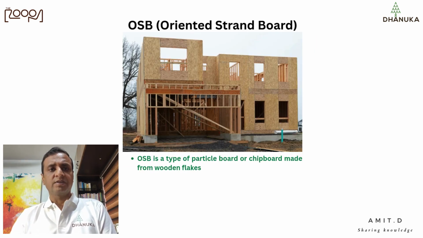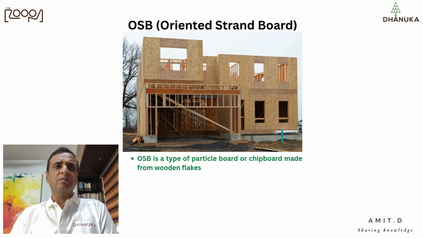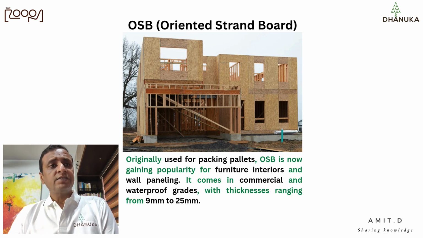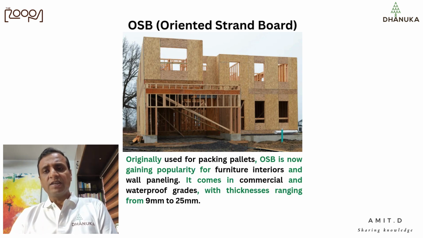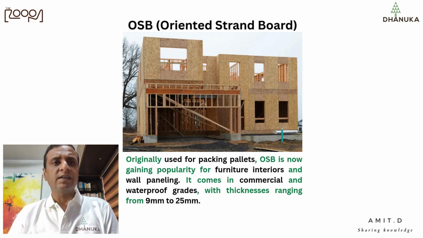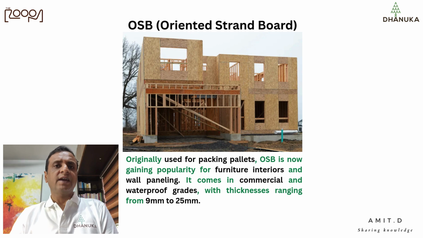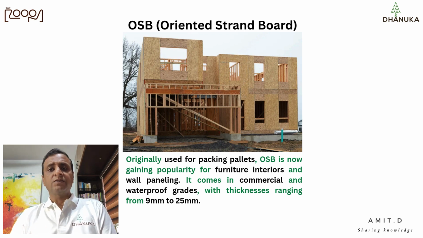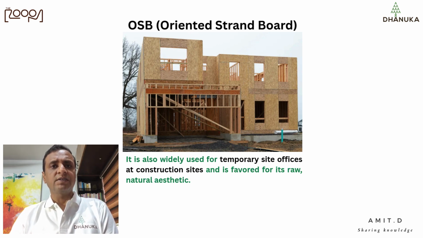Oriented Strand Board, or OSB. OSB is a type of particle board or chipboard made from wooden flakes, typically sourced from wood waste or plantation grown wood. Originally used for packing pallets, OSB is now gaining popularity in furniture interiors and wall paneling. It comes in commercial and waterproof grades with thickness ranging from 9 mm to 25 mm. One of OSB's biggest advantages is that it is truly eco-friendly, as it can be made from recycled wood waste. It is also widely used for temporary site offices at construction sites and is favored for its raw and natural aesthetics.